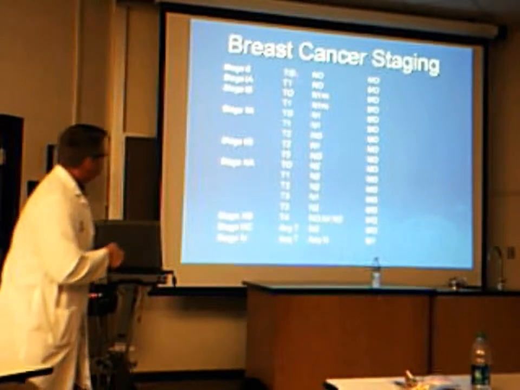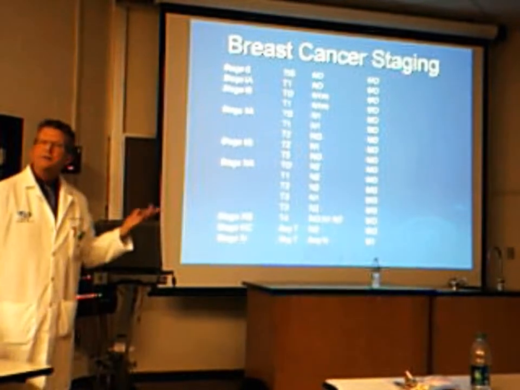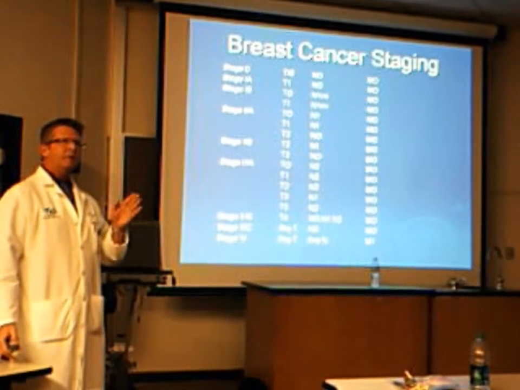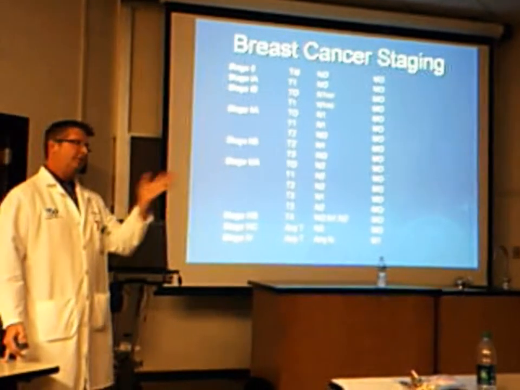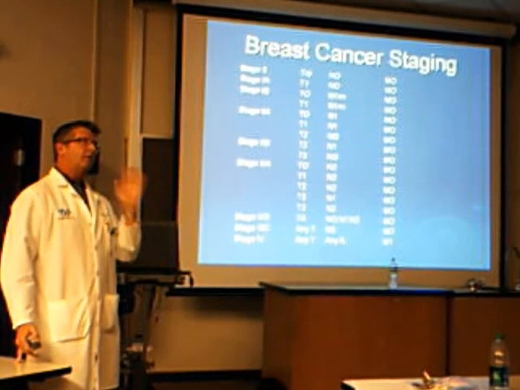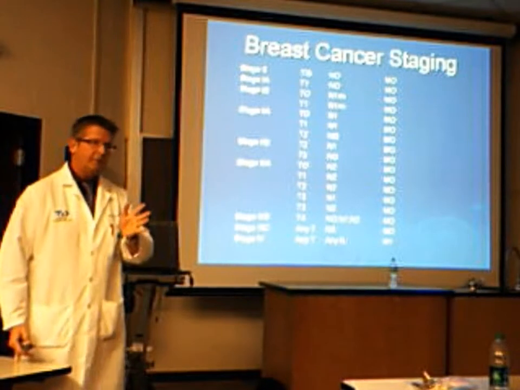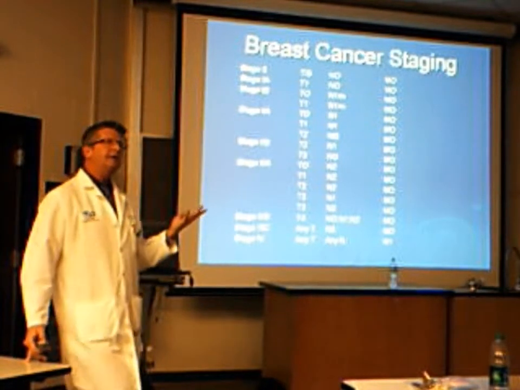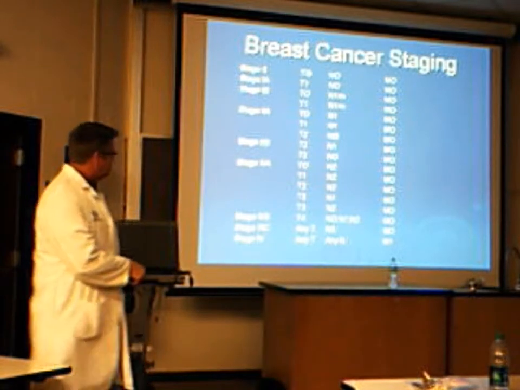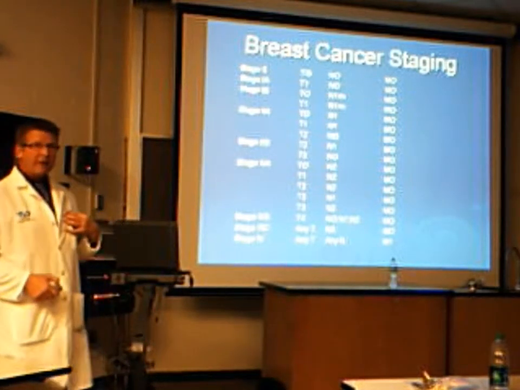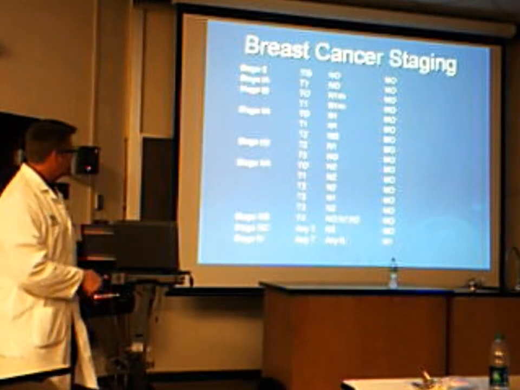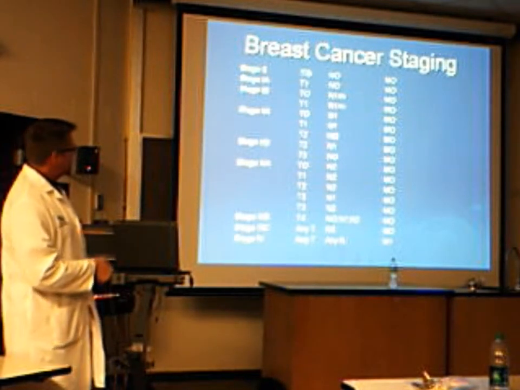The T is size. A T1 tumor is a breast cancer that is under 2 centimeters. That's how I deduce the T. T2 is greater than 2 centimeters up to 5 centimeters. T3 is anything greater than 5 centimeters. And a T4 is a tumor that is in the skin of the breast or has invaded into the chest wall, the rib cage, if you will. So that's T4. The N is the nodal status.